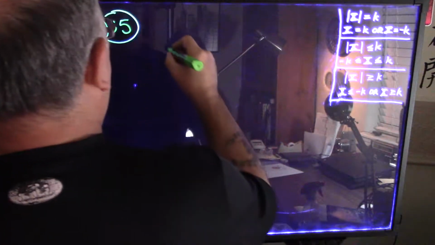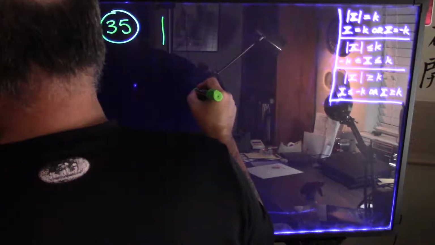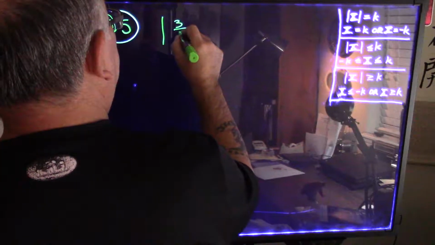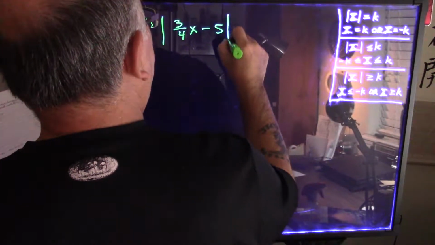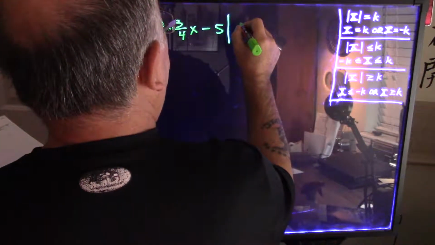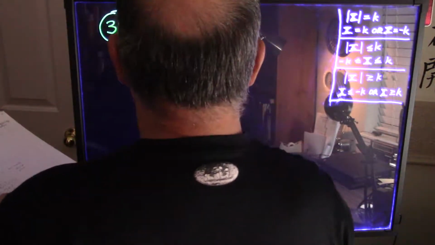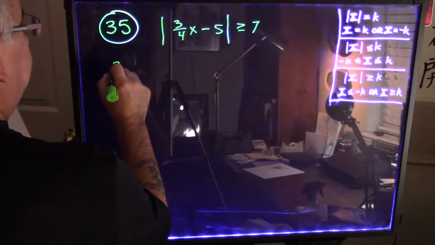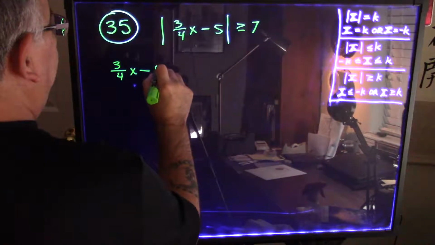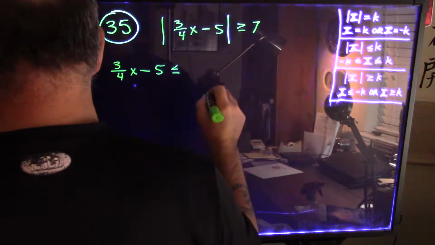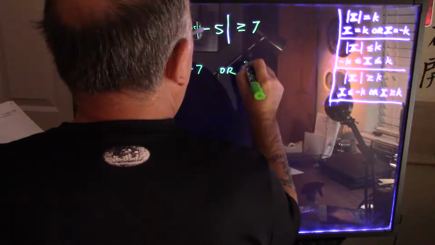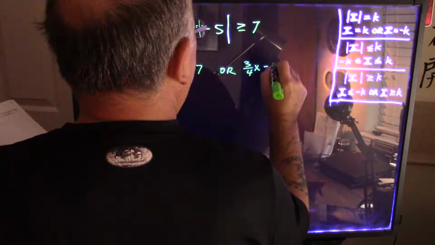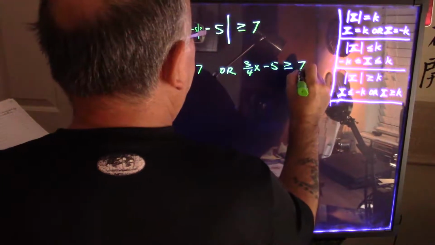Number 35. Absolute value of 3/4 x minus 5 is greater than or equal to 7. So 3/4 x minus 5 is less than or equal to negative 7, or 3/4 x minus 5 is greater than or equal to positive 7.